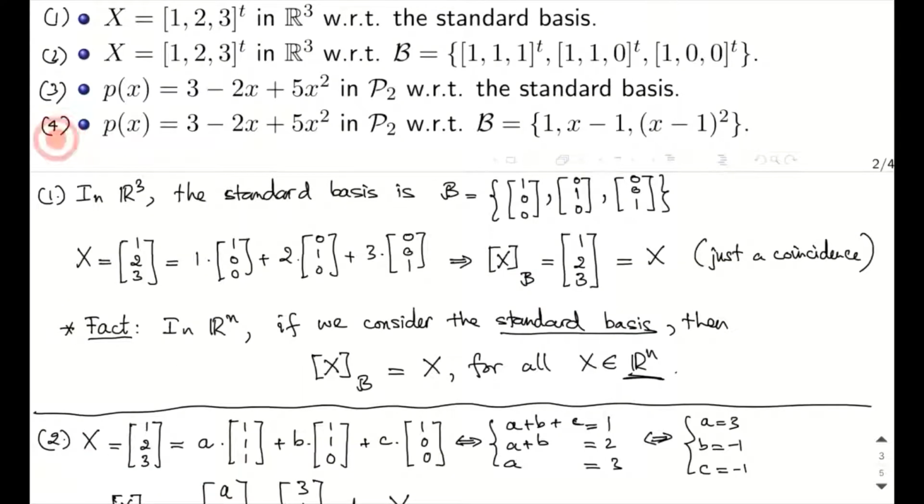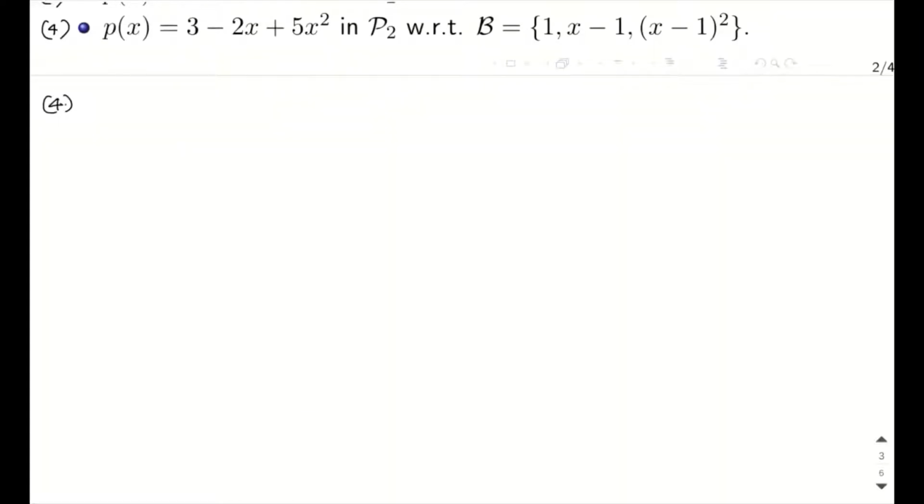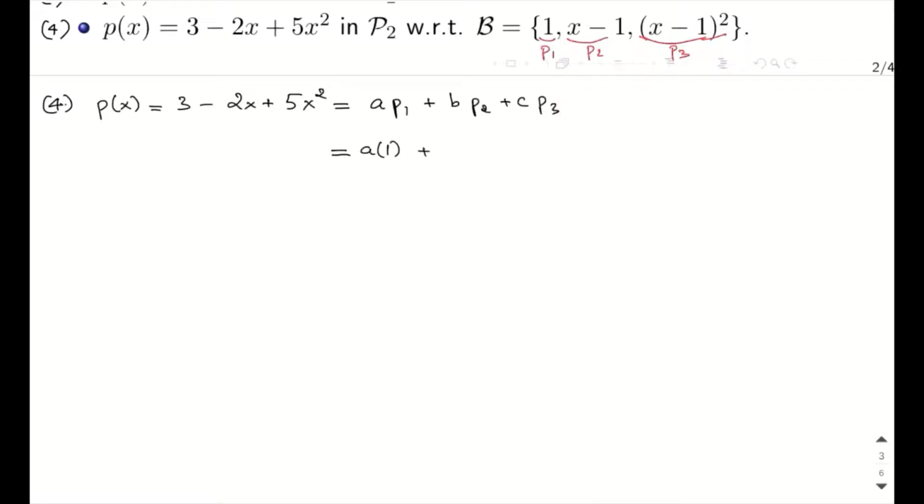Now we are going to do 4. Sometimes considering different bases is going to be good for us, right? Now, if you denote these as the vectors P1, P2, P3, the first thing you want to do is to express P(x), which is 3 minus 2x plus 5x squared, as a linear combination of P1, P2, P3. But P1 is 1, P2 is x minus 1, and P3 is (x minus 1) squared.